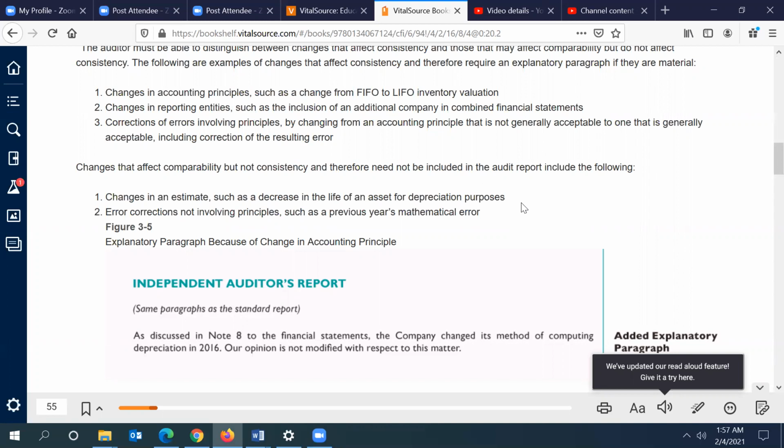Number two, same story. Error corrections, not involving principles, such as previous year's mathematical error. Happens all the time, plus very few financial statement readers would ever care.